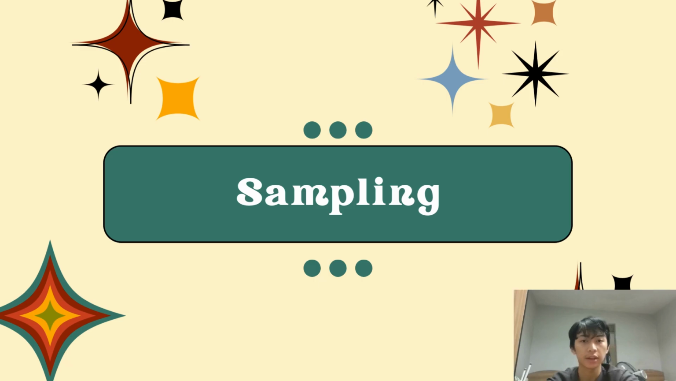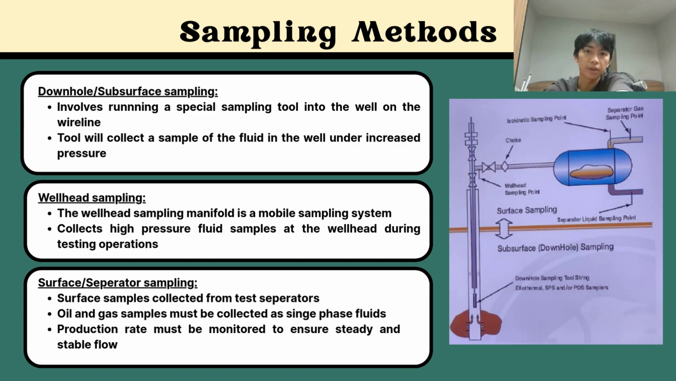So, hi, I'm Daniel Dillon, and I'll be talking about sampling. So, the three sampling methods are downhole or subsurface sampling, which involves a tool that will collect a sample of the fluid in the well under increased pressure. The next one is wellhead sampling, which collects high pressure fluid samples at the wellhead during testing operations. The last one is surface or separator sampling, where these surface samples are collected from test separators.